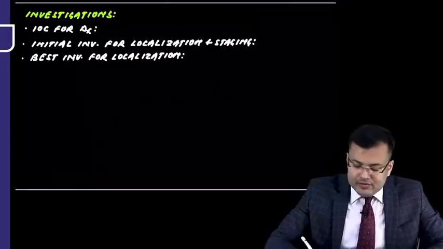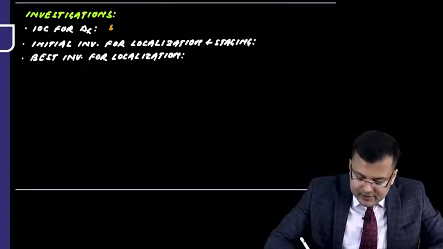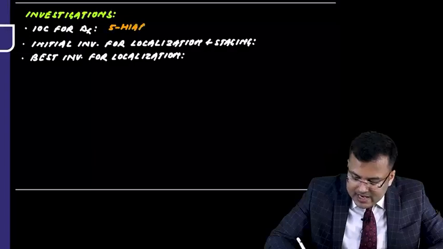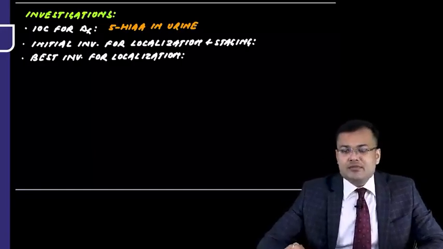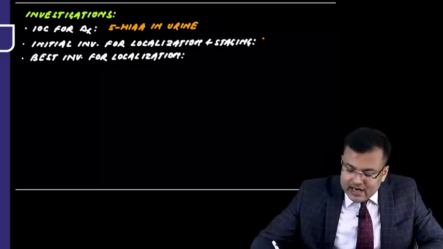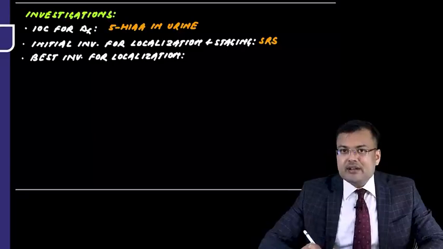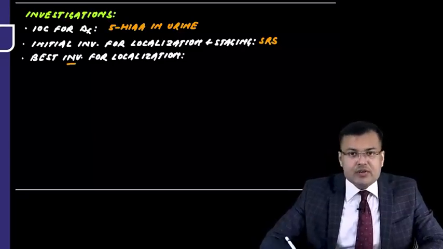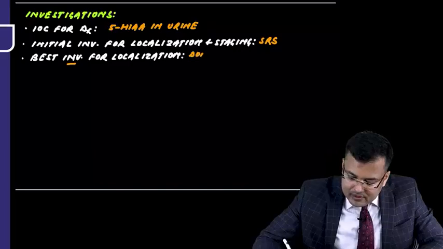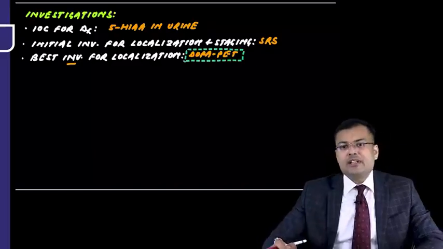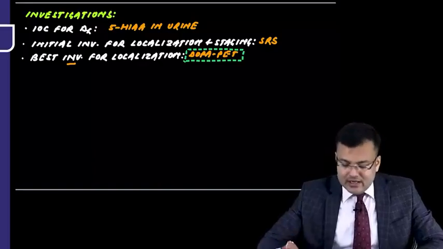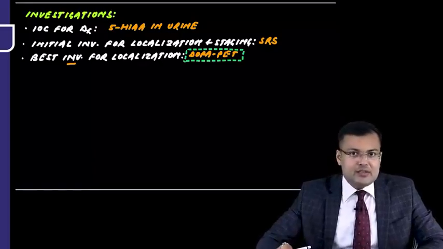So here the investigation of choice for diagnosis is estimation of 5-hydroxyindole acetic acid in urine. Second, the initial investigation for localization and staging is SRS, somatostatin receptor scintigraphy. And the best investigation for localization is DOPA PET. This is a frequently asked question. You have to remember, it is DOPA PET. So initial investigation for localization and staging is SRS, but the best investigation for localization is DOPA PET.